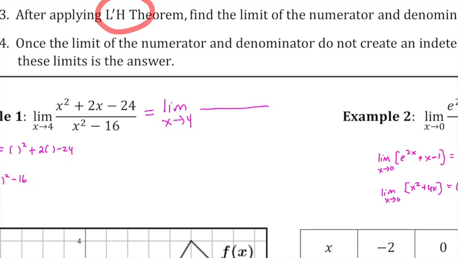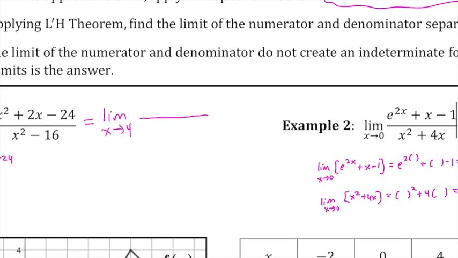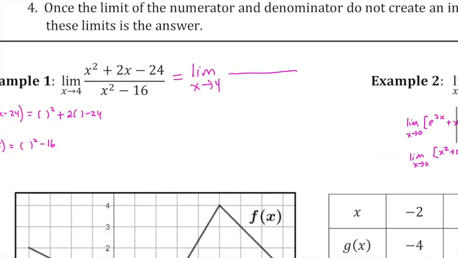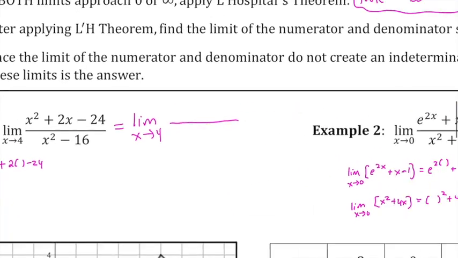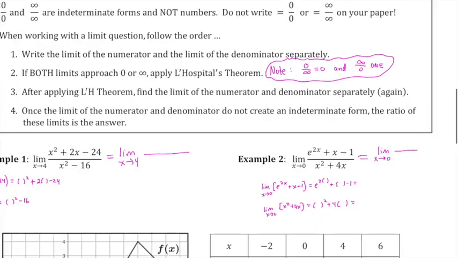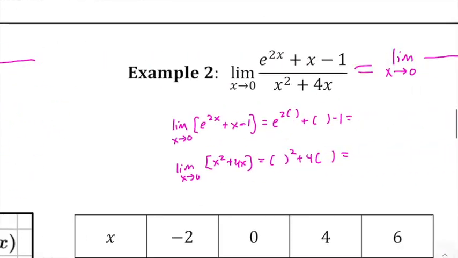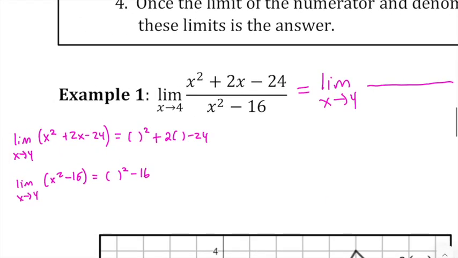I'm just going to write it L prime H like that, L'Hopital's. Find the limit of the numerator and denominator separately. And once you have done that, write your answer as a ratio. Here, I have all of these kind of pre-done, at least the work. So again, this is how you would show it.